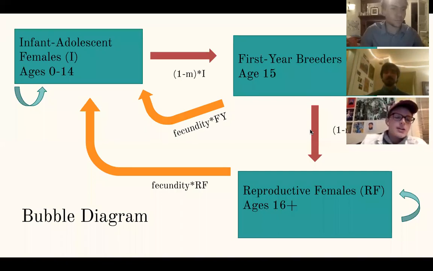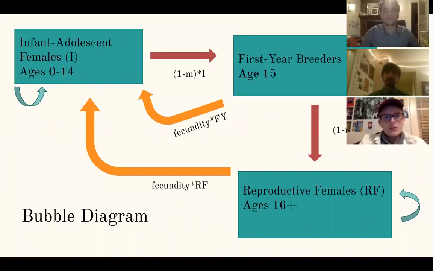Cool. So this is the bubble and arrow diagram that we made. The equations here aren't really relevant to the analyses that we were doing, just based off of the data that we were given. But it's still really helpful to sort of just conceptualize the study species as a whole. We separated it into three different groups based off of similarities in the survivorship and fecundity values that we're going to show you in a couple of slides. Ages 0 to 14 being infant and adolescent, age 15 being first-year breeders, age 16 being reproductive females, and then, you know, each of them having their mortality and fecundities relating them to each other.